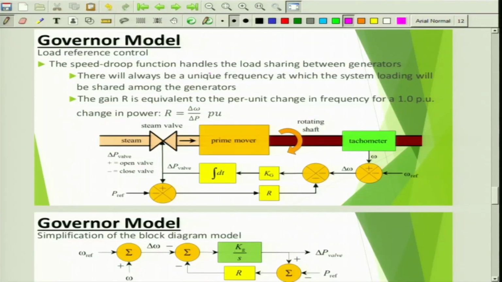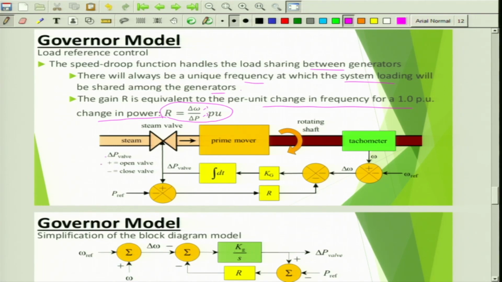So the speed droop function handles the load sharing between generators. There will always be a unique frequency at which the system loading will be shared among the generators, right. The gain R is equivalent to the per unit change in frequency for a 1 per unit change in power. This is what is the droop coefficient, change in frequency with respect to change in power, and each individual generator has its own droop coefficient that depends upon its size and capacity, right.